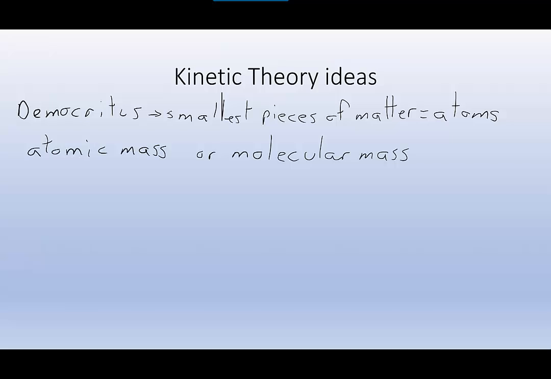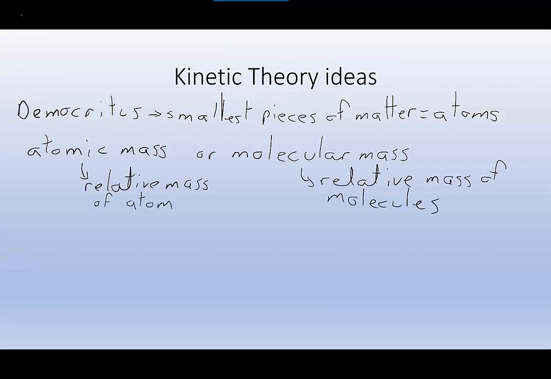And when we're talking about atomic mass or molecular mass, we're talking about the relative mass of an individual atom or the relative mass of molecules. By relative mass, what I mean is that relative mass is based around what the mass of a carbon-12 atom is. Carbon-12 was arbitrarily chosen as being our standard. So when we talk about carbon-12, we say that its atomic mass is equal to 12.0000 u, meaning the symbol for atomic mass.